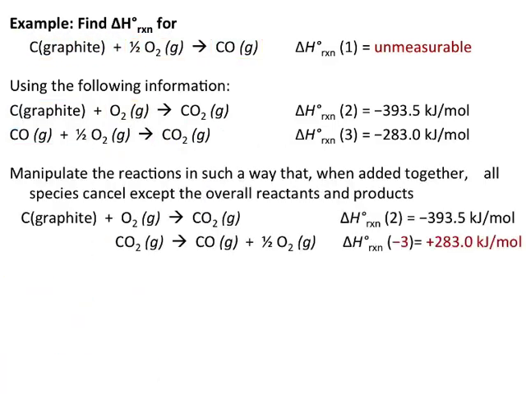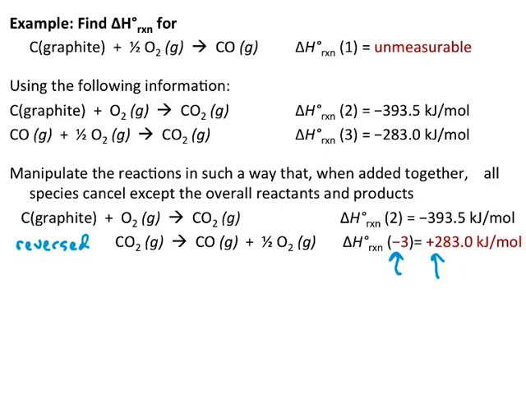So let's try that. Let's reverse this reaction. And when we reverse the reaction, remember we changed the sign on the delta H for that reaction. So now this is positive 283. Then reaction 2 is unchanged, so we're just going to copy it down here so we can see it again and see what we're doing.